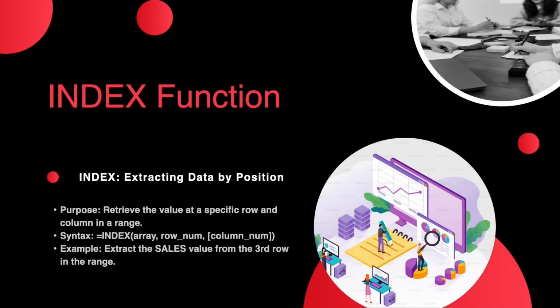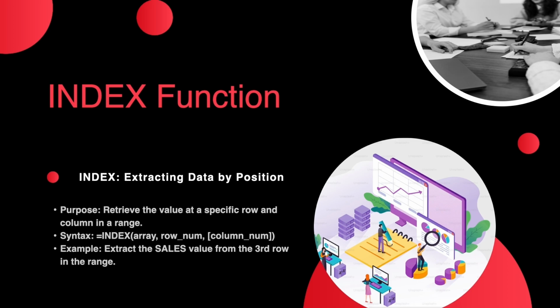Let's start with the INDEX function. This function helps you extract a value from a specific row and column in your data range. For example, if you want to retrieve the sales value from the third row of your dataset, INDEX will do just that. Its syntax is simple: equals INDEX, array, row number and column number. You define the range, specify the row number and optionally the column number if needed. This function is the backbone of your dynamic lookups.